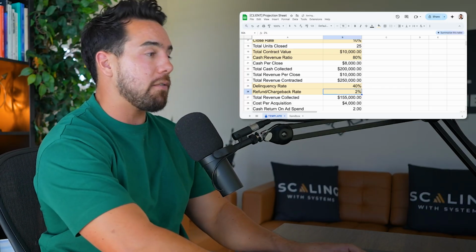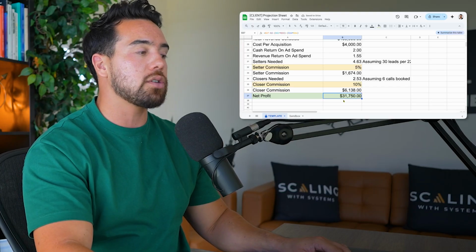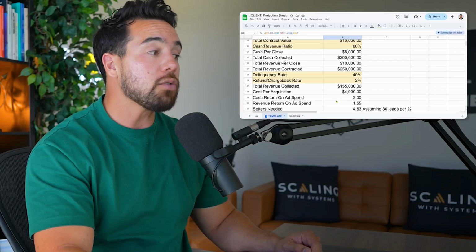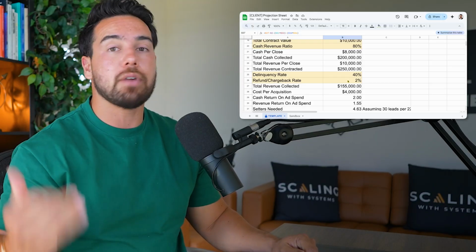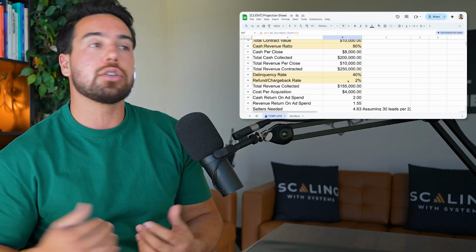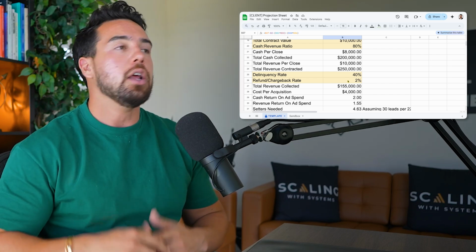But for one of my clients who is at a 40% delinquency rate, well, look at this. It went from $81,000 to $31,000. So that's a really high delinquency rate, 40%. We need to go in there and attack that right away, because we're going to do all this work just to have 40% of the money that we contracted disappear on the back end. So what can we do?